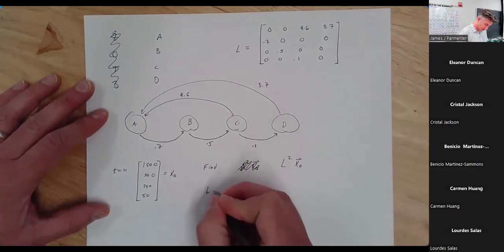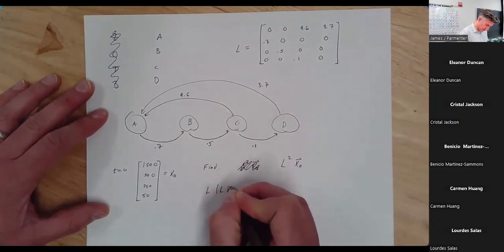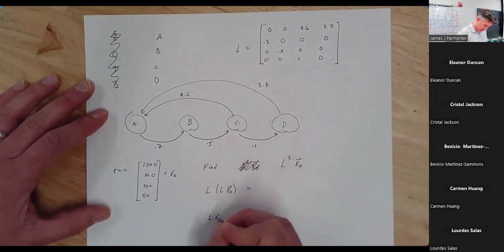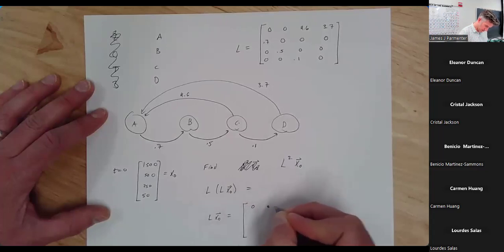So I'm going to do L times x naught. And that's going to be equal to, well, first here's L times x naught. It's the matrix up there.